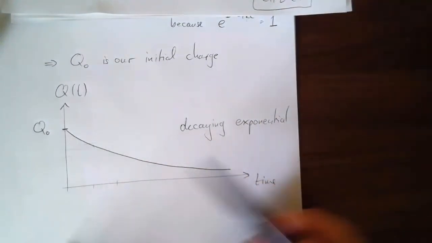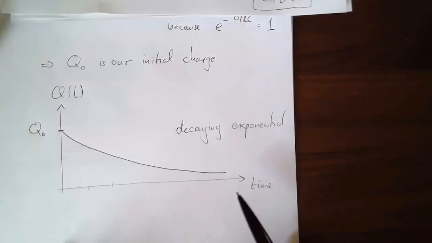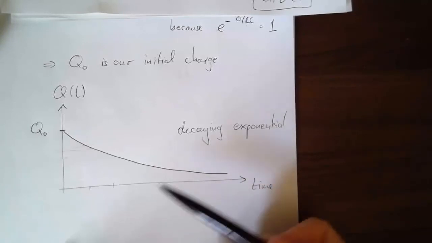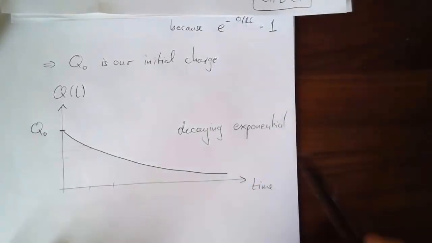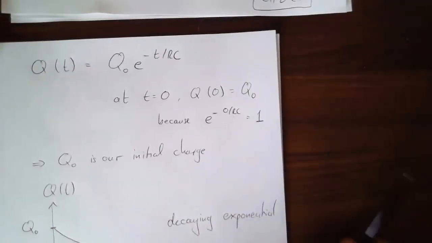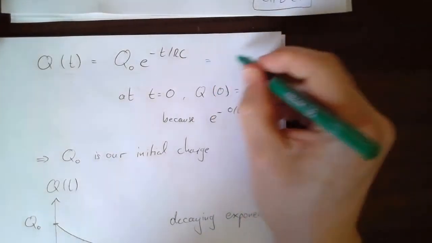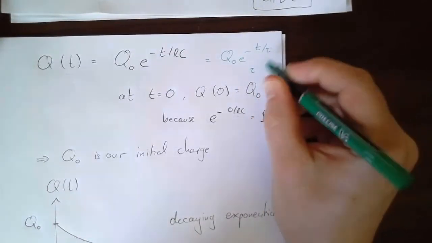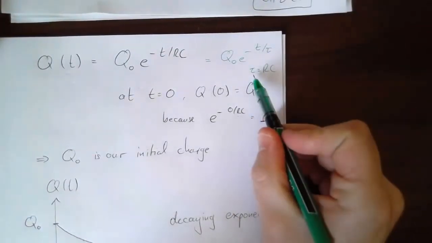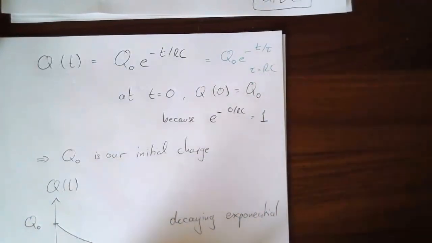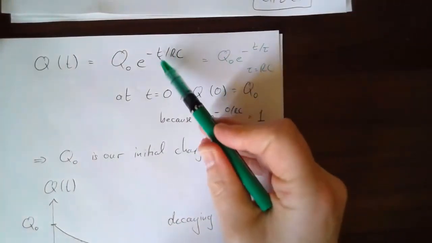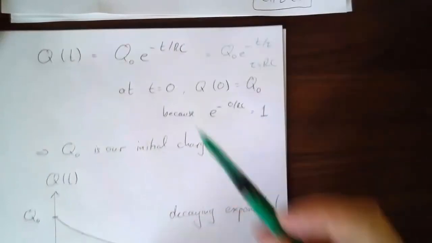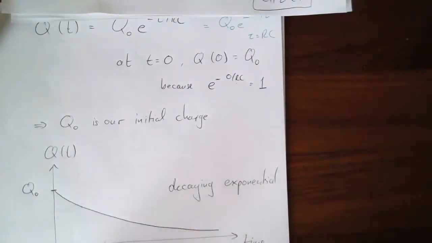More resistance means you're going to get less current. More capacitance means you're going to have more charge for the same potential difference, or equally a lower potential difference for the same amount of charge. By the way, as an aside, sometimes you see this written as Q naught e to the minus t over tau, Greek letter tau. The tau is RC, and this is sometimes called the time constant. This is a more general term that's used in exponentials to determine the rate of decay of such an exponential. Okay.